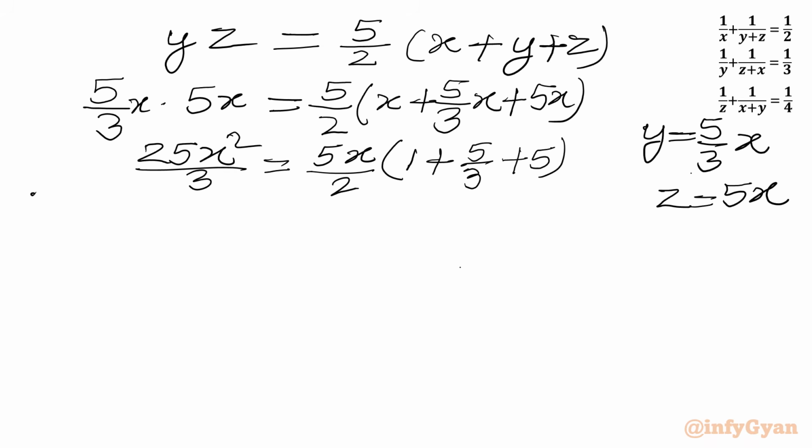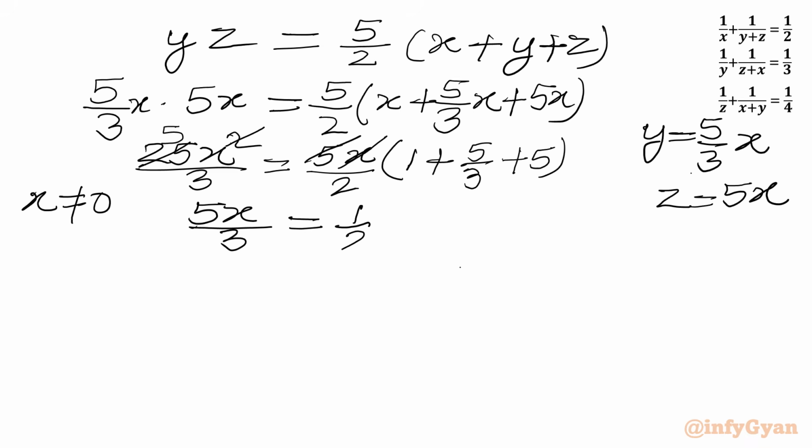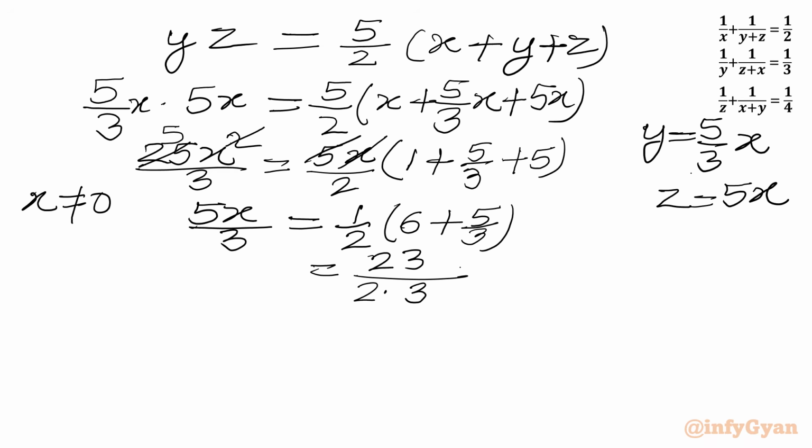Now x cannot be equal to 0. So we can divide both sides by x. So power 2 and x will be over. We will divide both sides by 5. So here we can write 5 only and this 5 will be over. So we will write 5x over 3 in LHS, and in RHS there would be half in the bracket 6 plus 5 over 3, which will be equal to 18 plus 5, 23 over 3. So we will write 23 over 2 times 3, and here we'll write 5x over 3.